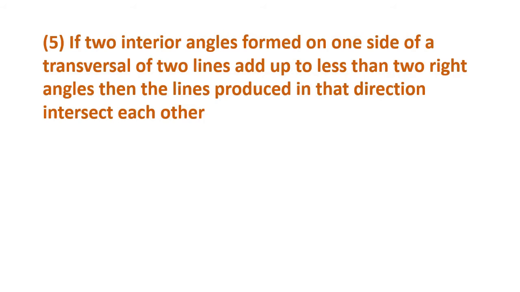If two interior angles formed on one side of a transversal of two lines add up to less than two right angles, then the lines produced in that direction intersect each other. This is a slightly long postulate. You have studied about parallel lines in 7th standard, parallel lines which will never intersect. And you have also studied about transversal.